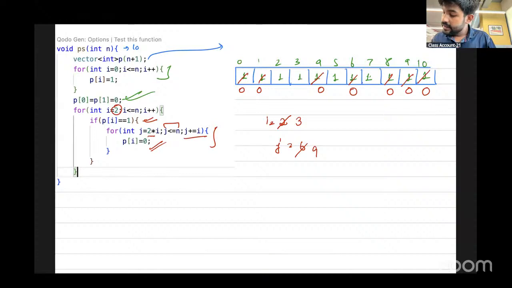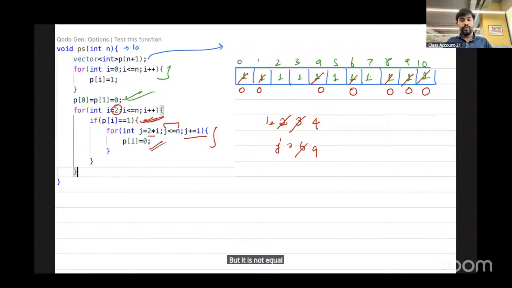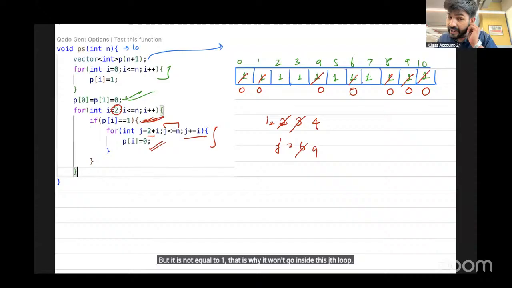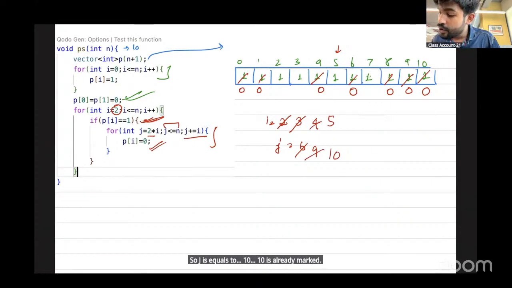Then the loop would end. Then I would become 4. But it is not equal to 1. That is why it won't go inside this jth loop, because we have written a statement, a checkpoint over there, that if it is 1, then only go to this loop. Then we would go to 5. Okay, p of 5 is equals to 1. So j is equals to 10. 10 is already marked. Then we would go to 6. It would not go inside this loop because of this condition.